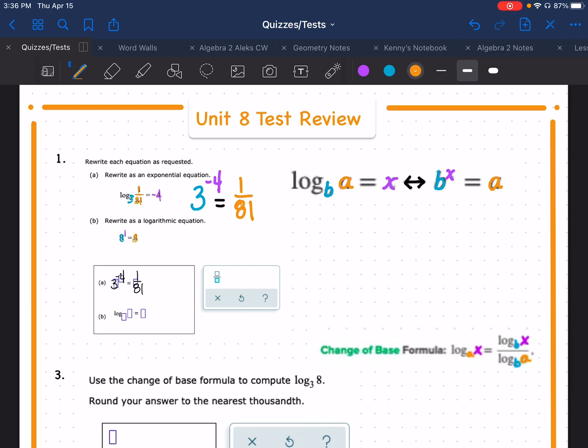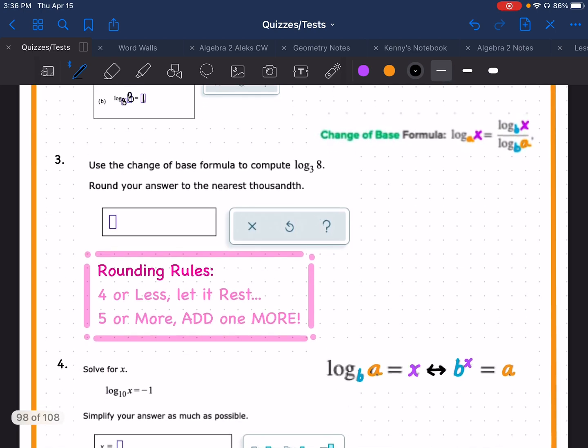Now if I change into the log, let me grab, the base is going to be the blue number. I need that orange back, because the orange comes next, and then it's going to equal the purple one. And I'm just going to go ahead and fill in down here. There we go. All right, question number 3 is the next one I wanted to talk about because this is the one where they ask you to use the change of base formula.